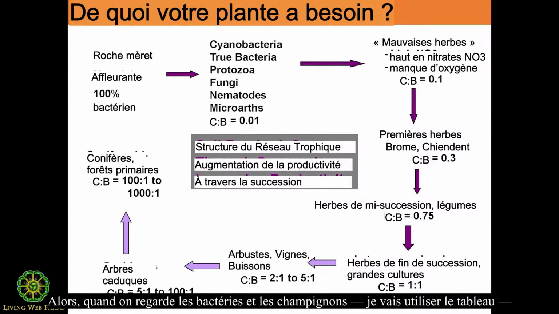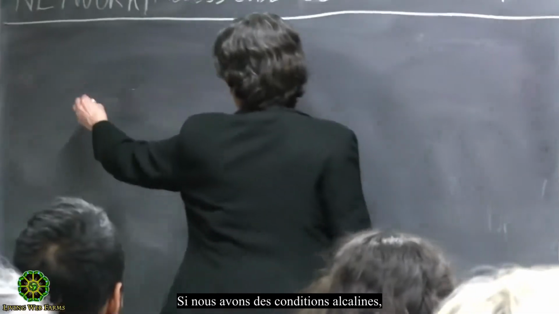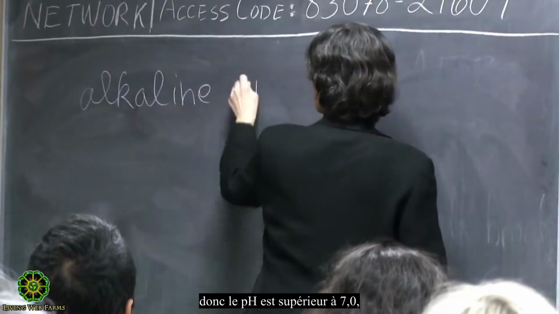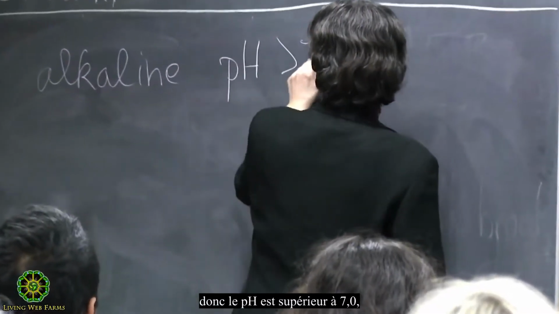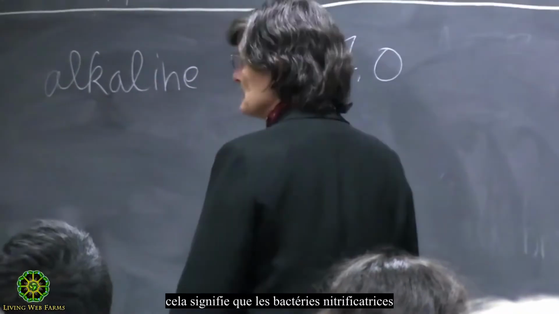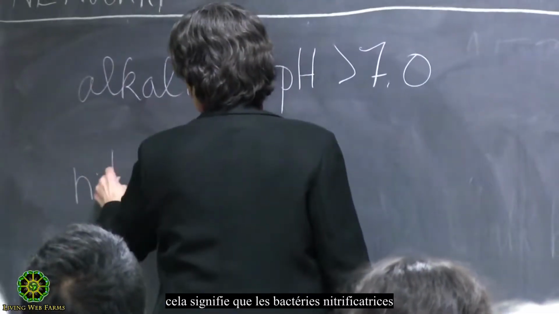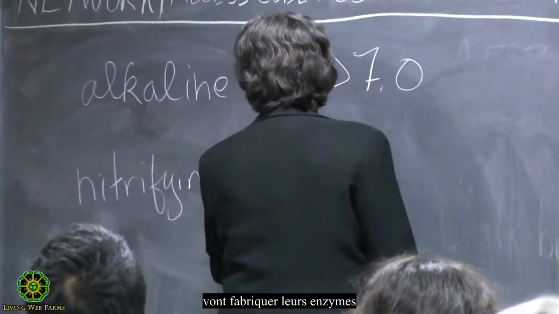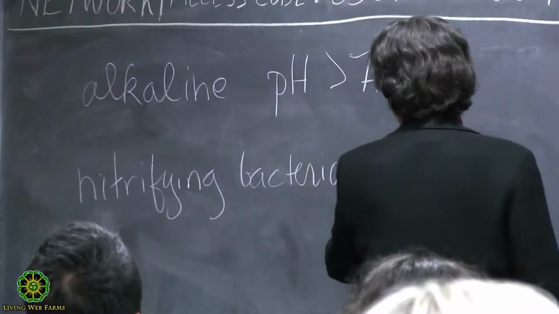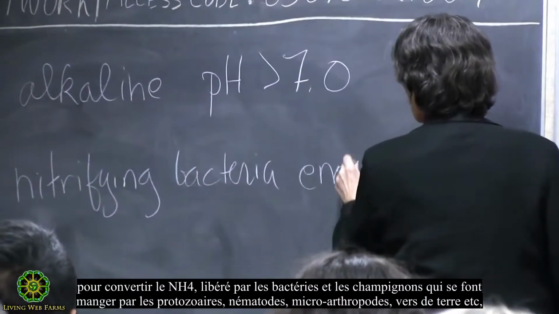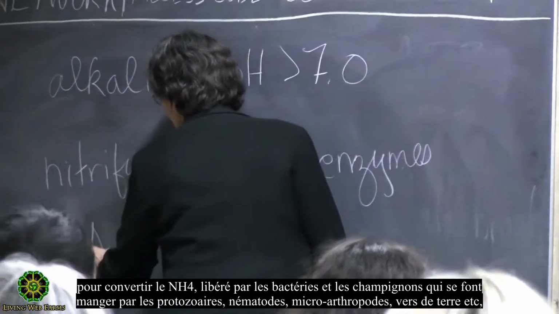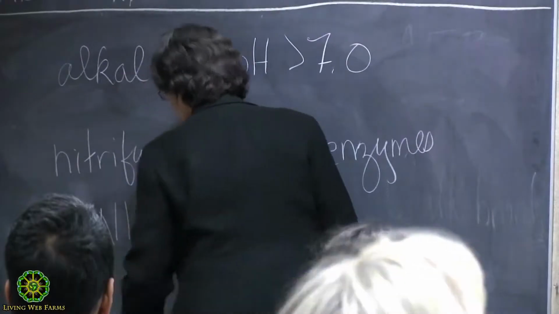But when you're looking at bacteria and fungi, I'm going to use the board over here. If we've got alkaline conditions, so pH is greater than 7, that means the nitrifying bacteria will be making their enzymes to convert the NH4 released by bacteria and fungi being eaten by protozoa, nematodes, microarthropods, earthworms, etc.